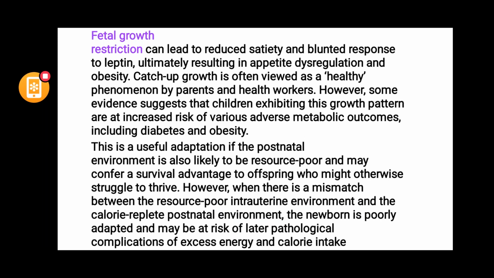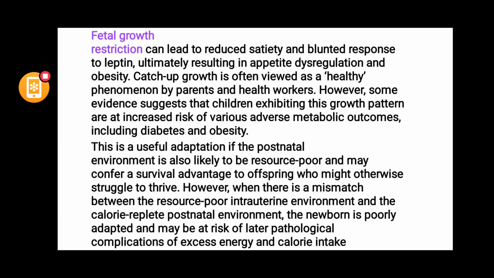Fetal growth restriction can lead to reduced satiety and blunted response to leptin. This is important, ultimately resulting in appetite dysregulation and obesity. Now, this catch-up growth is often viewed as a healthy phenomenon by the parents, because we feel that the baby is growing very fast, and the health workers, we all feel that this is a healthy phenomenon.